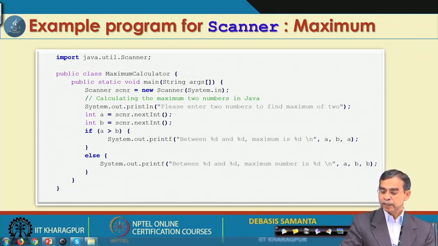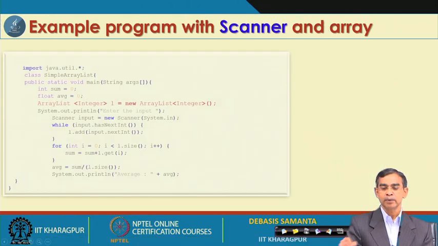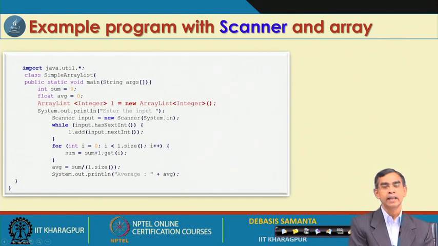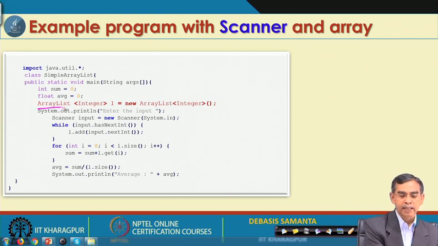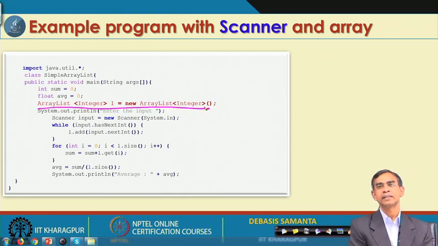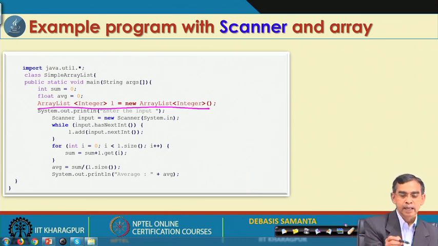So, this is one example that we have discussed about a scanner, and it is a simple example. Now, let us consider another example. It is similar to the scanner. A scanner basically reads the input from the keyboard, and then here we store it into an array list. ArrayList is a data structure defined in the java.util package. Now, let us see here.